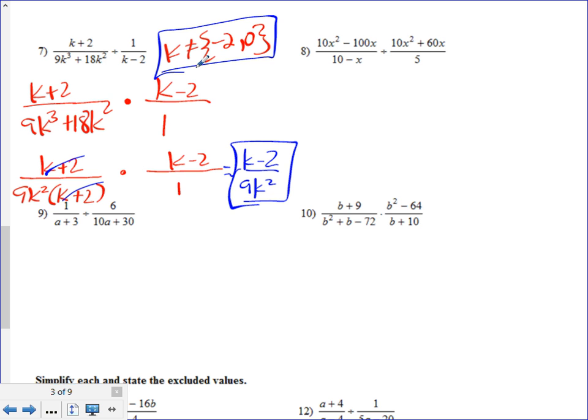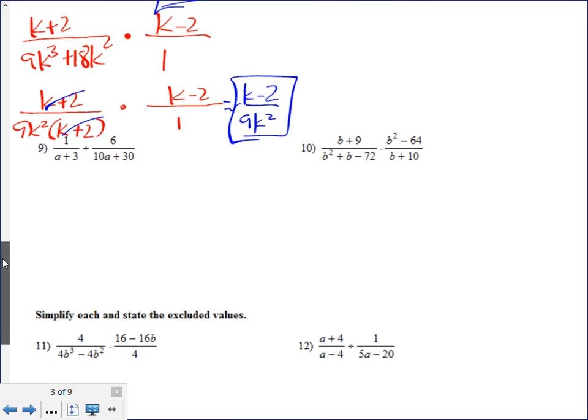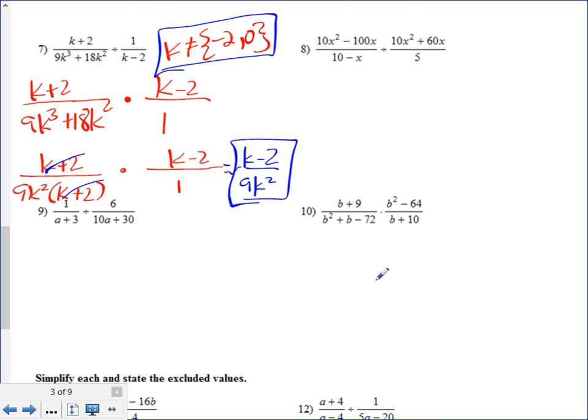One more together. Ready? Number 10. Take a look at number 10, and what's first? Check for division. Do you see any division? No, it's multiplication. What's next? Can we do it by ourselves first? Do you flip this one? No, because it's multiplication.